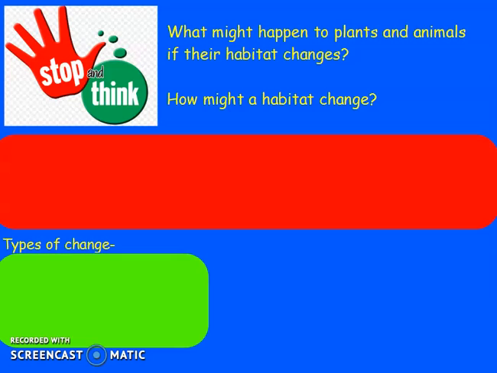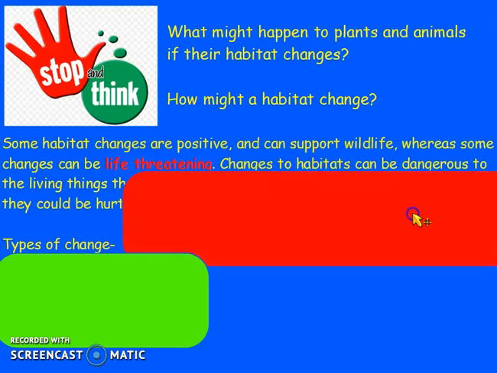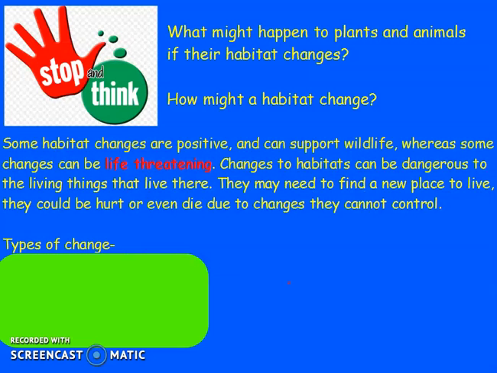Welcome back. Have you had a think about how habitats might change and how it might affect living things? This could just be written as a bullet pointed list in your book, or you could have done it in sentences, whatever you chose. Let's have a little read together, see if you got any of these ideas yourself. Some habitat changes are positive and can support wildlife, whereas some changes can be life-threatening. Changes to habitats can be dangerous to the living things that live there. They might need to find a new place to live. They could get hurt or even die due to the changes they cannot control.